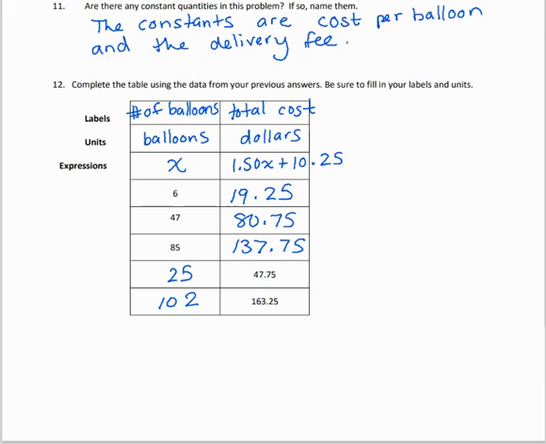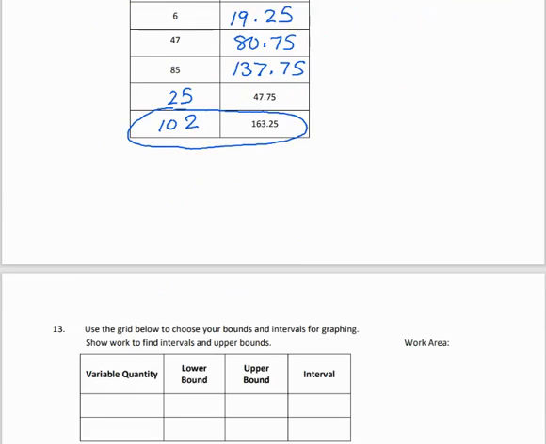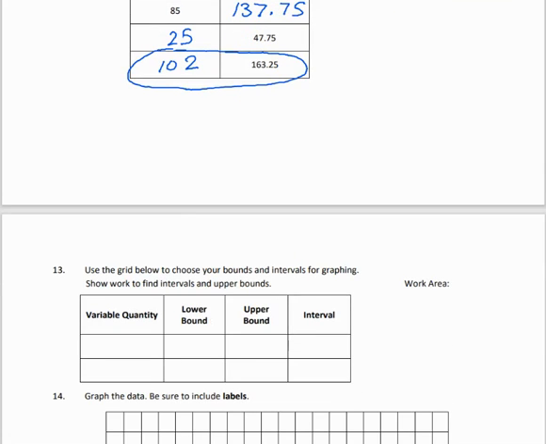Okay, I'm just gonna finish this part with you guys so that before we head to lunch, you all have the correct intervals here, okay? So when we're looking at our chart, the main thing is to look at the largest. So we have 6, 47, 85, 25, 102. So this last piece is our largest values, okay? So when we do our intervals, our variable quantities, the first one is always that X, which is number of balloons. If the bell rings, please hang tight. Y is our second one, which was our total cost.